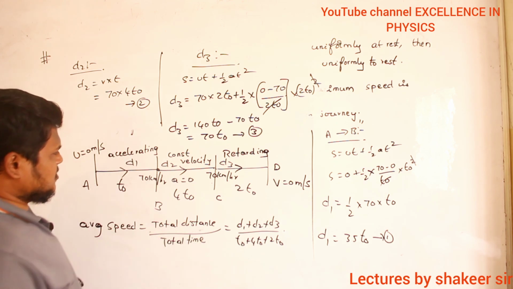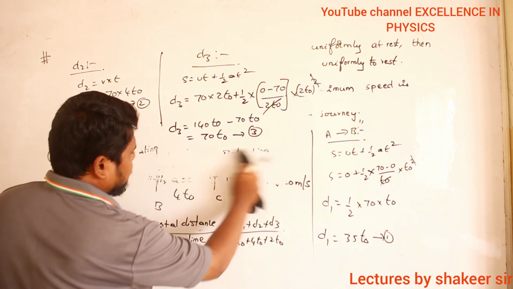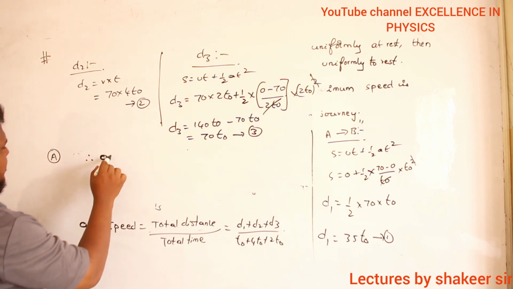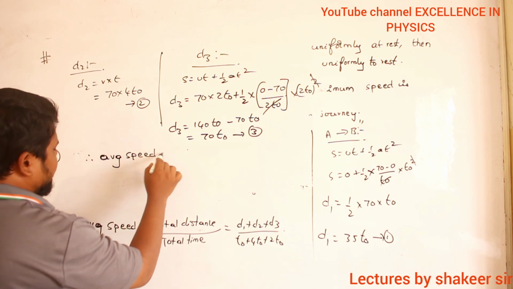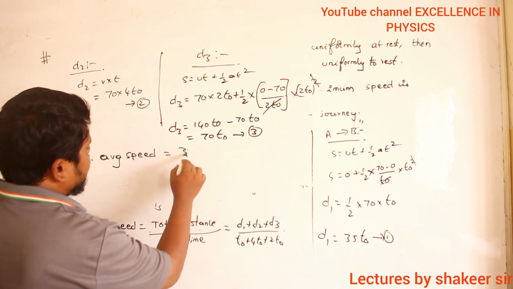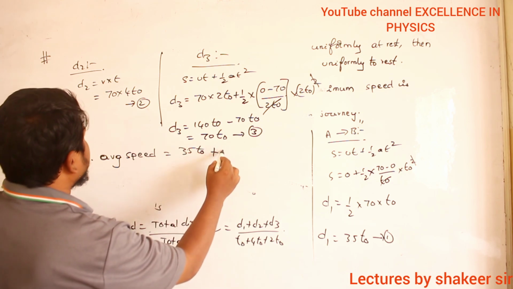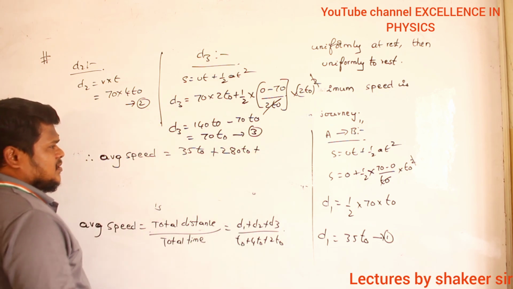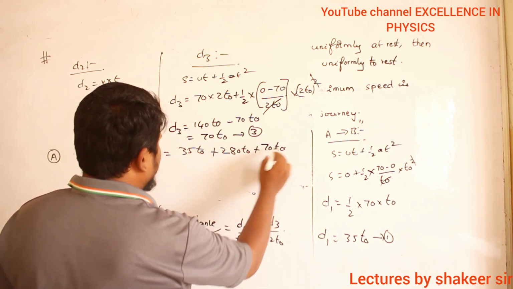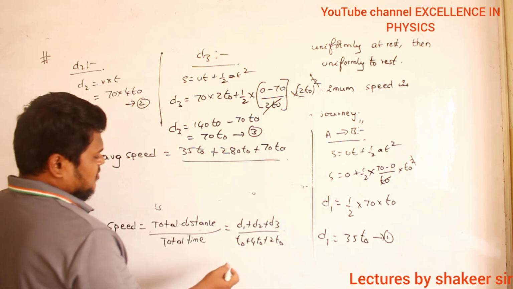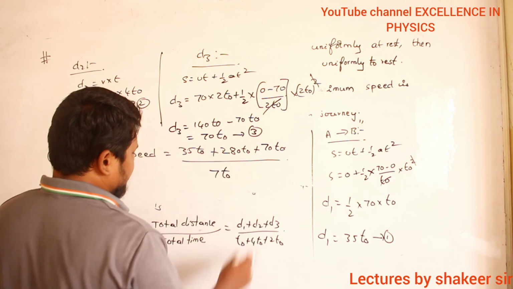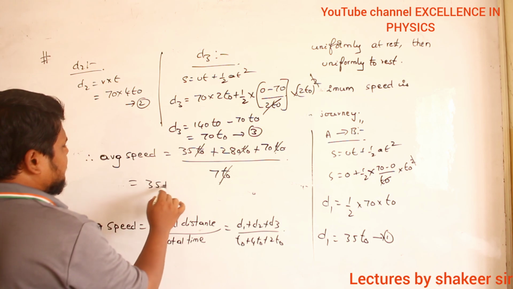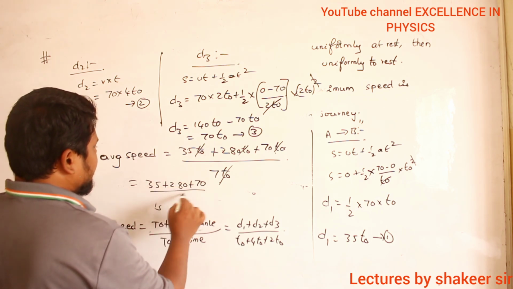Now try to substitute in this relation. So therefore average speed is how much? d1 is 35 t naught, d2 is 4 into 70, 280 t naught, plus the third one, 70 t naught, divided by the total time taken, 7 t naught. So t naught and t naught will get cancelled. So therefore 35 plus 280 plus 70 divided by 7.